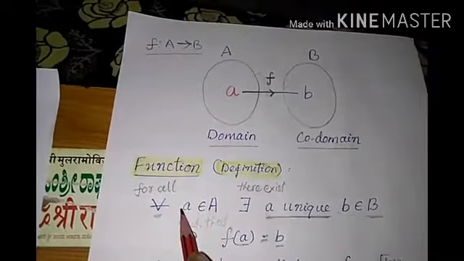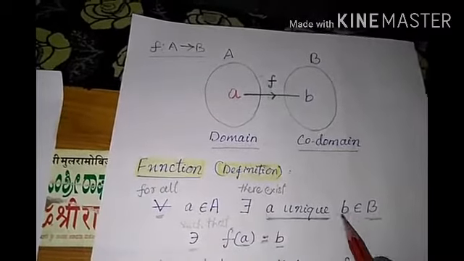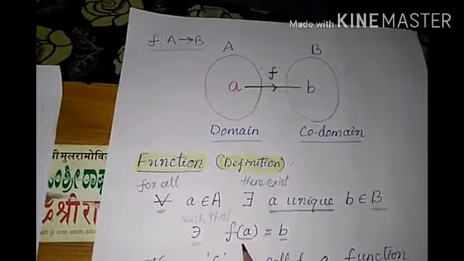That means for every element in A, there exists a unique element B such that f of A is equal to B.